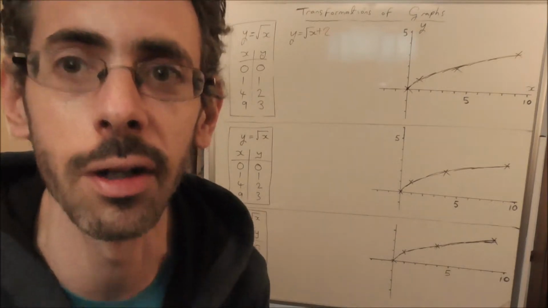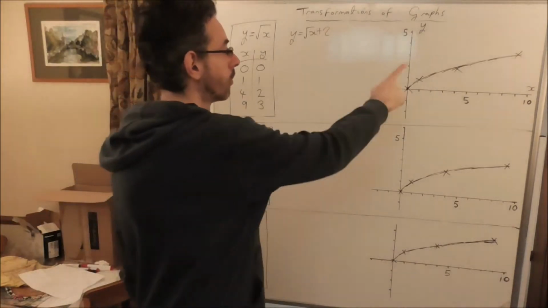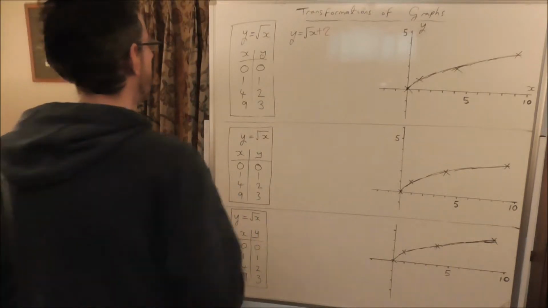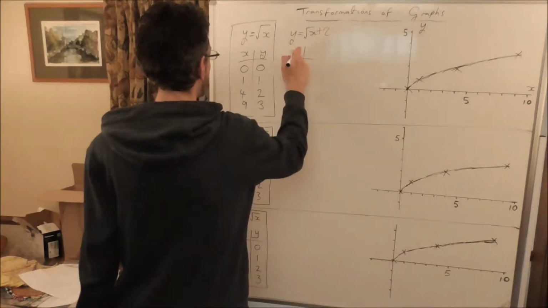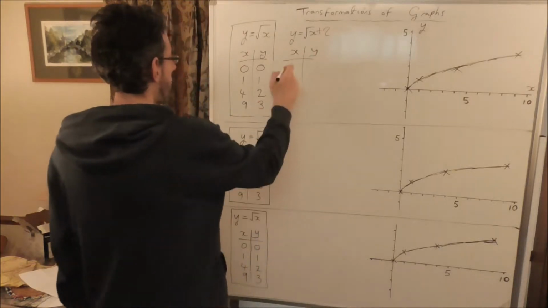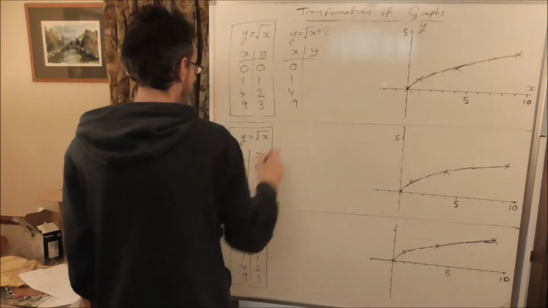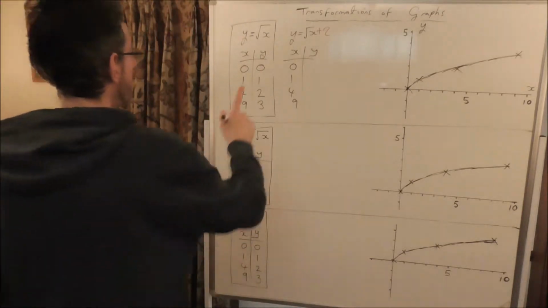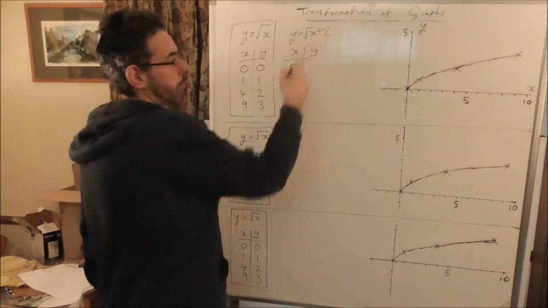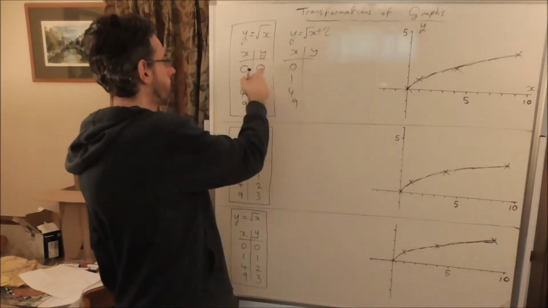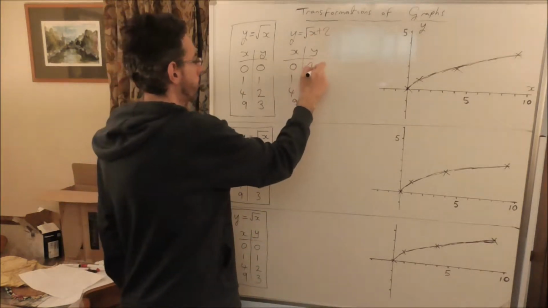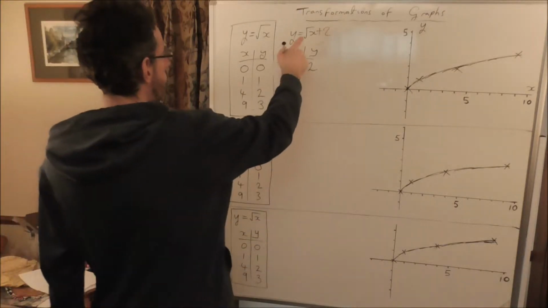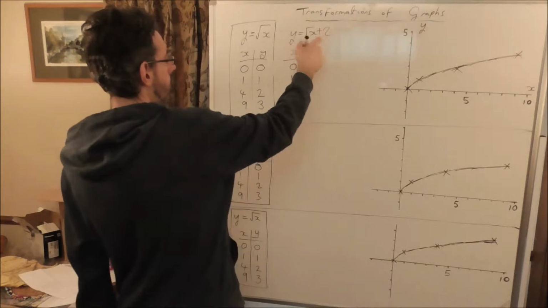So what's that graph going to look like? How's it going to compare with the original graph? Well, some of you might know this already, but I'll do a table of values anyway, just to help. I'll use the same x values, 0, 1, 4 and 9, because they're easy to square root. So when x is 0, y is just the square root of 0 plus 2. Well, the square root of 0 is still 0, plus 2 is 2. So when x is 1, y is just the square root of 1, which is 1, plus 2, which is 3.